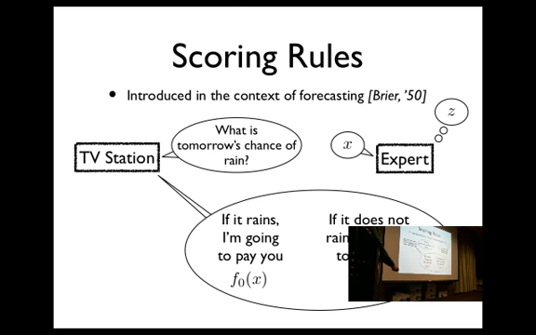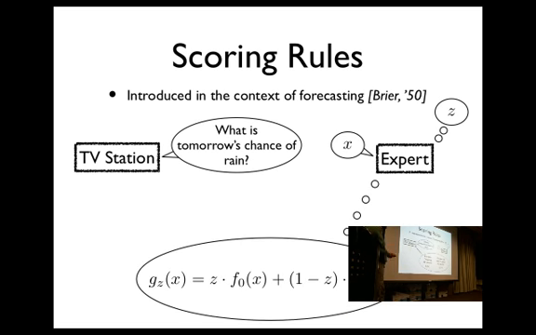So what the TV station can do is say, well, if you claim X and it rains, then I'm going to pay you F0 of X, where F0 is a known function, so it's a public function. And if it doesn't rain, I'm going to pay you F1 of X. Again, F1 is a public function. So now the expert knows what his expected gain is, right? He knows that if he believes that the rain probability is Z, and he claims X, then he will get in expectation Z times F0 of X plus 1 minus Z times F1 of X, right? The probability of rain times how much I'm going to get if I claim X and it rains, and the probability that it doesn't rain times how much I'm going to get if it doesn't rain and I claim X.